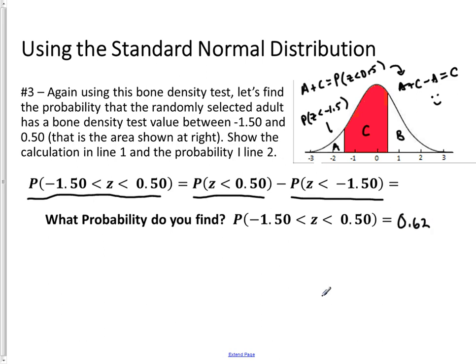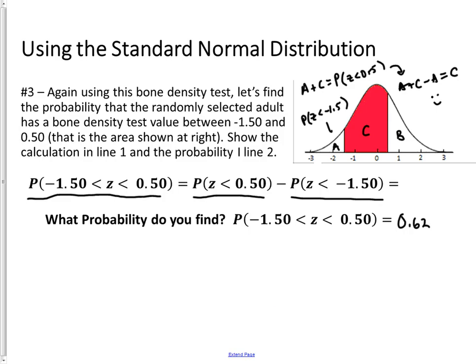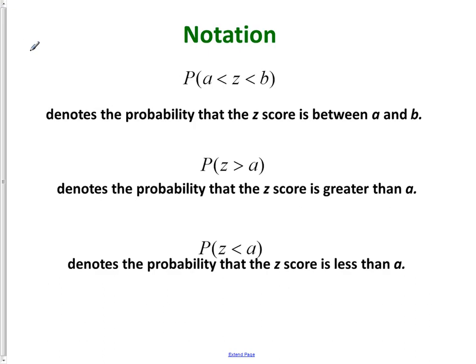0.62. See, I can't remember digits while I'm talking and writing at the same time. 0.6247, right? Here we go. And that's what we wanted, right? So this is our probability right here. And so don't forget, our notation right here is that if we say the probability that z is somewhere between 2 numbers, a and b, well, that denotes the probability that z is between a and b right here. And we do that by subtracting, right, our 2 probabilities. Probability of the one on the right, probability that z is less than b, pardon me, I'll write it this way, z is less than b.